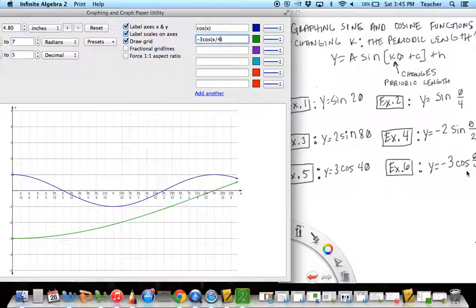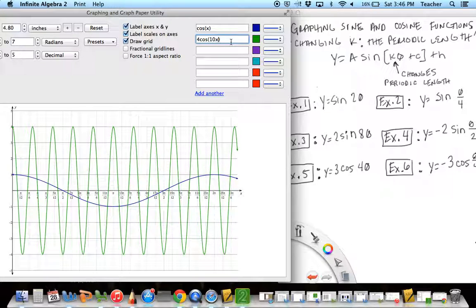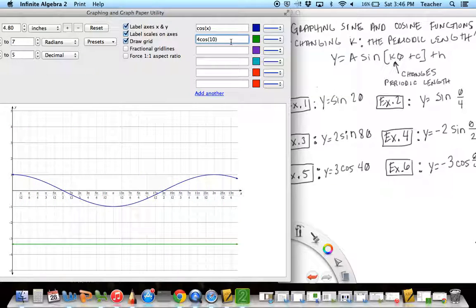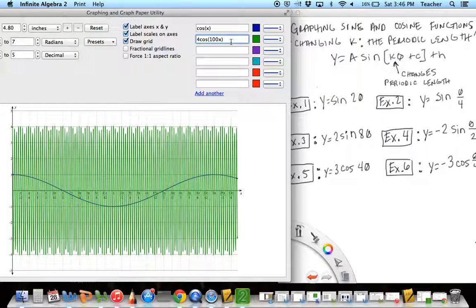We'll cover this more in class, but I recommend a program called Desmos. If you go to desmos.com, you can mess around with functions all you want. For example, if I want to get really crazy, let's not get that crazy. If I made it 10x, you notice the periodic length changes. Let's say I want to make it 100x. It's going to do a lot of periodic lengths in a short amount of time.